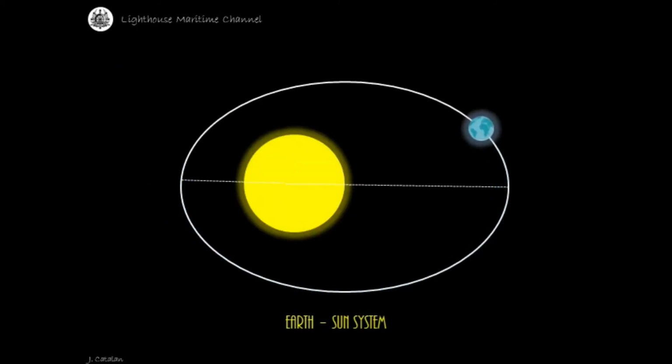Earth-Sun system. The interaction of forces between the Earth and the Sun. Tides result from the differences between centrifugal forces and gravitational forces. The Earth does not fly off into space, nor does it fall into the Sun.